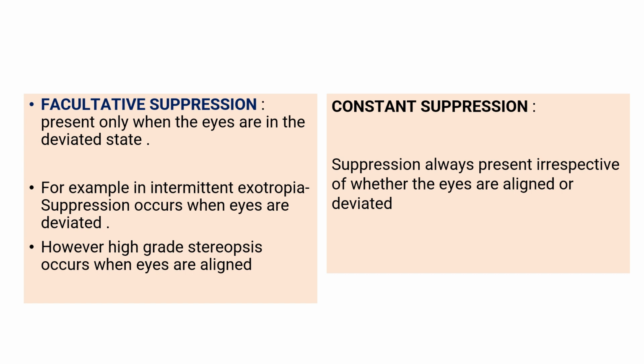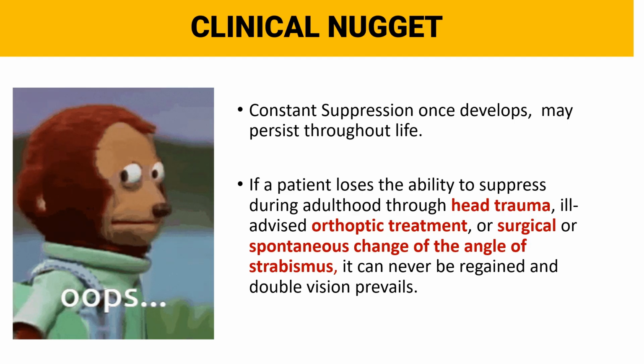Apart from that, another term is constant suppression. As the name suggests, this will be present irrespective of whether the eyes are aligned or deviated. Now, an important clinical nugget over here is that once constant suppression develops, it will persist throughout life. So, why is it important? For example, a patient who developed suppression during childhood is obviously enjoying monocular vision. That means they don't really have double vision or confusion, right?